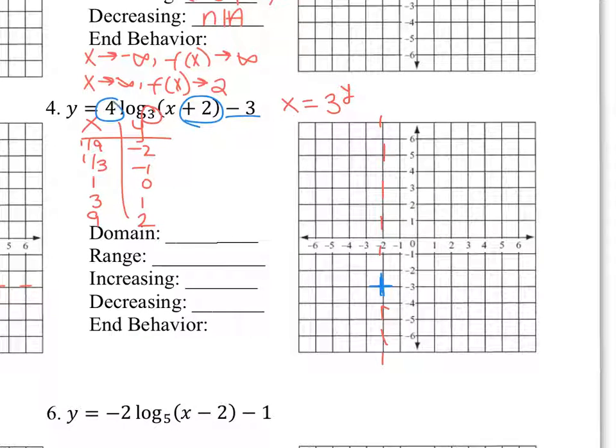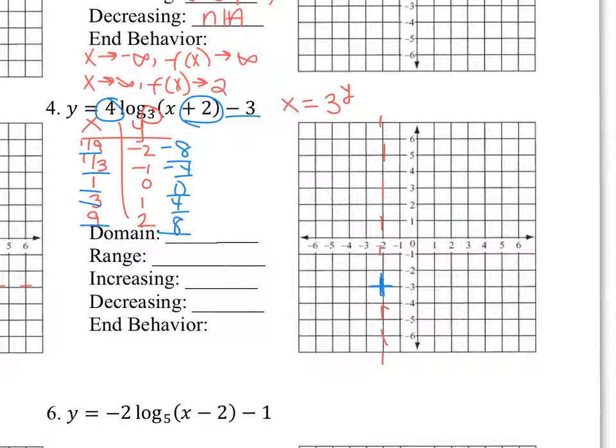This 4 tells me it's a vertical stretch by 4. So I'm going to multiply all of my y values by 4. So negative 8, negative 4, 0, 4, 8. Now I'm going to plot each of these points.